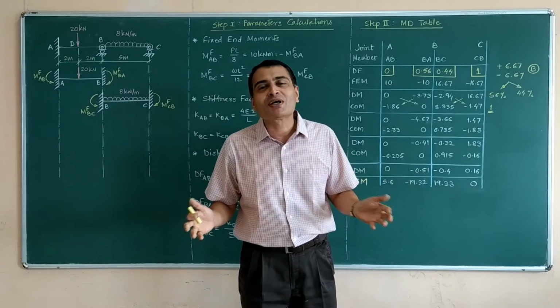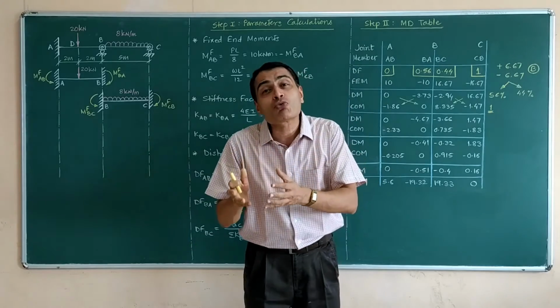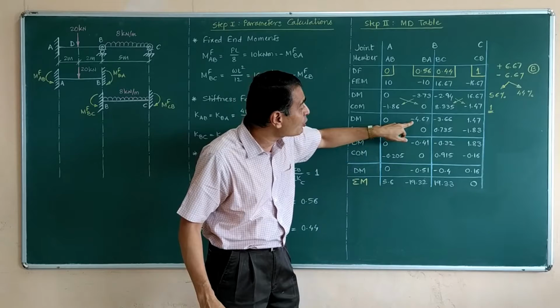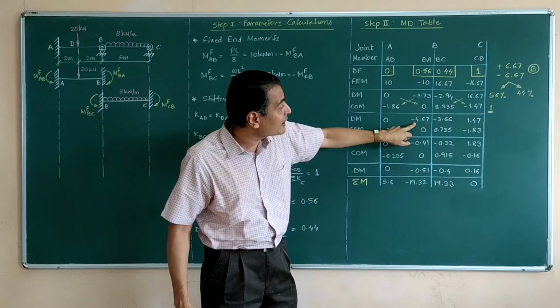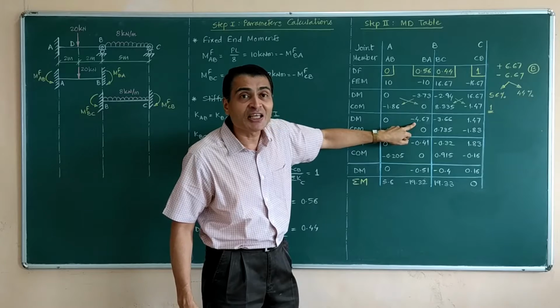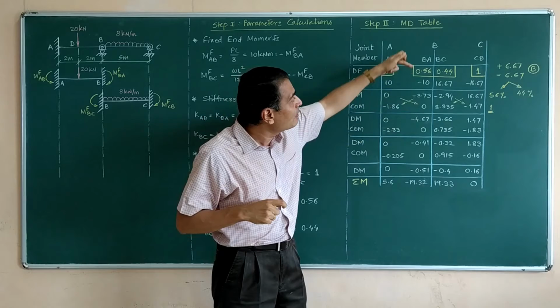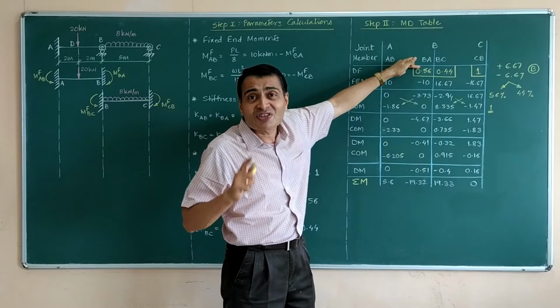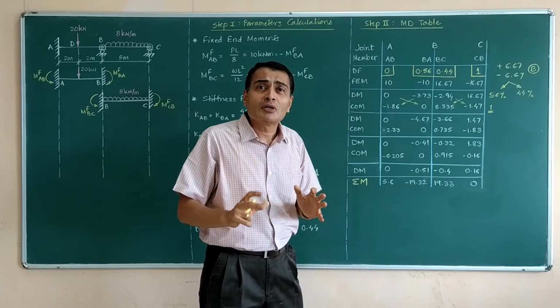It will get distributed as 0.56 times 8.33 and 0.44 times 8.33 negative. That is precisely what my next calculation is showing. This figure minus 4.67 is nothing but negative 8.335 multiplied by 0.56. And that is why I insist that you should have understood this logically.